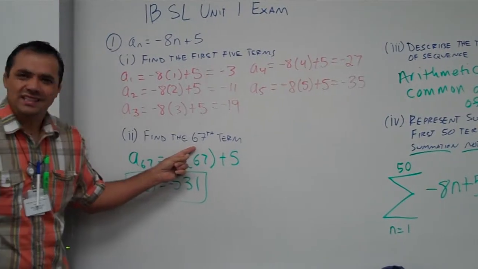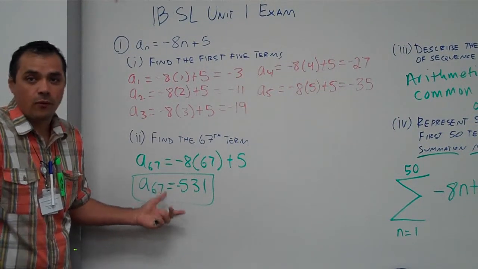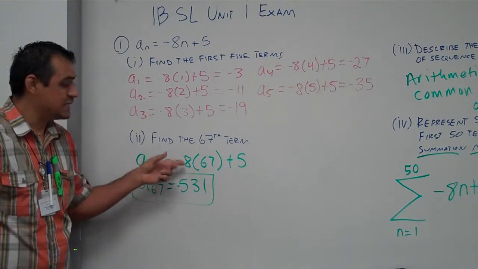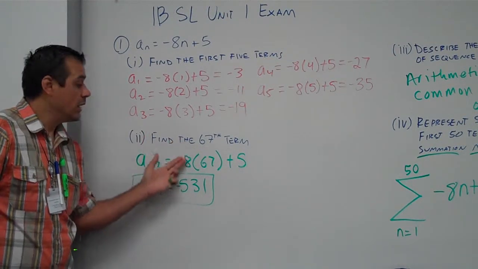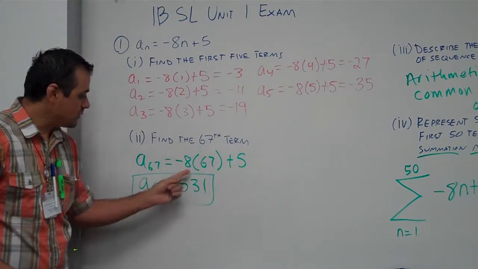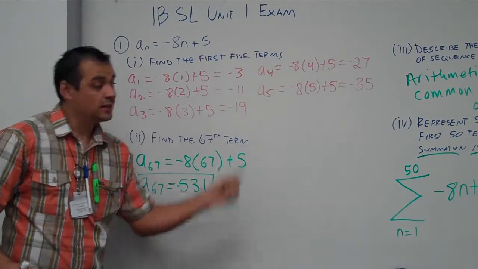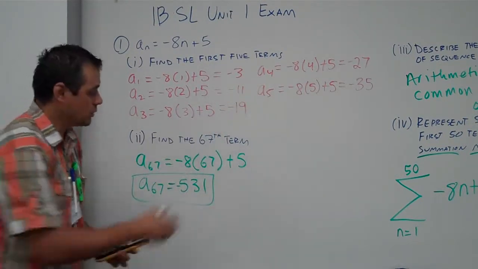Recall that we found the 67th term. Remember the procedure we used? Well, guess what? If I want to know the 50th term, we do the exact same thing, except that I don't want the 67th term. I want the 50th term. So instead of 67, I'm going to plug in a 50. And whatever that is, that's what I'm going to use in my formula over there. So let's find it right here.